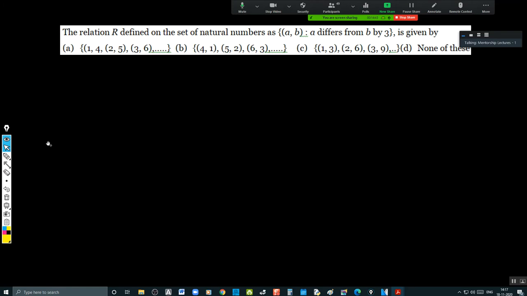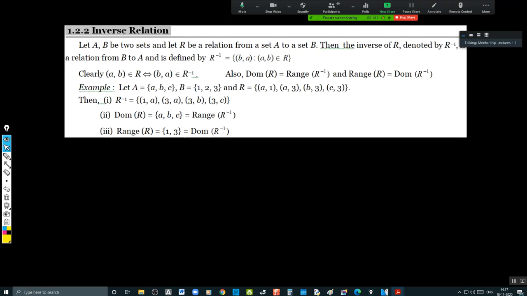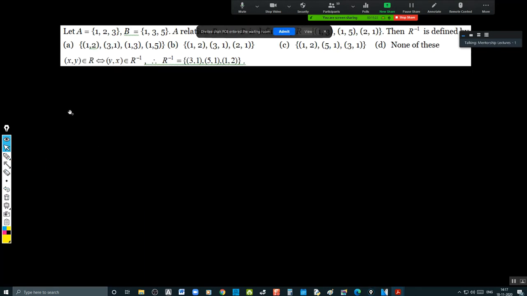Okay, that's what it is. The relation R defined on the set of natural numbers as A, B, where A differs from B by 3. I'm not discussing this because we did it already. Inverse relation: ARB implies BRA. So R maps from A to B and R inverse maps from B to A. Just the inverse of the relation. We discussed it and we did the problem also.